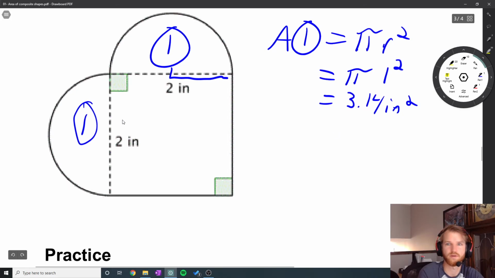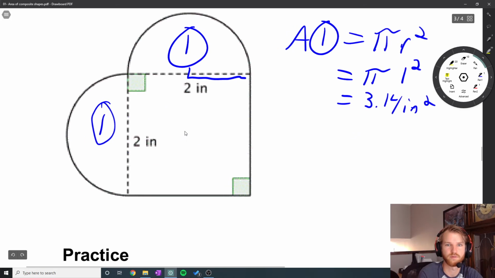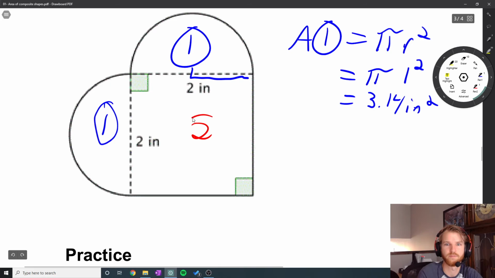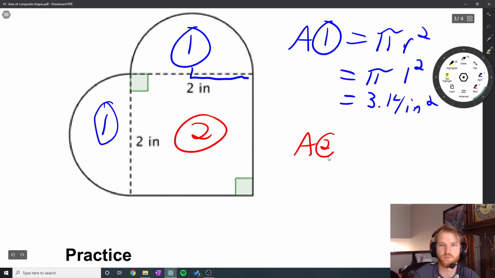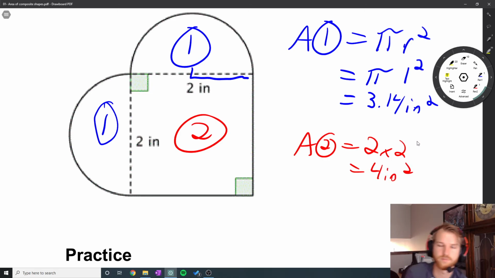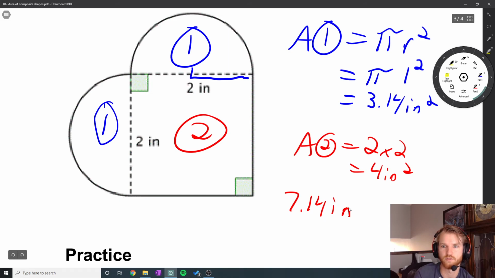The second one is a bit more simple. It's just this shape here. I'll do this one in red. This one's just length times width, 2 times 2. So the area of my second shape is 2 times 2, which gives me 4 inches squared. So the area of the entire thing is 3.14 plus 4, which gives me 7.14 inches squared. And that'll be my final answer.